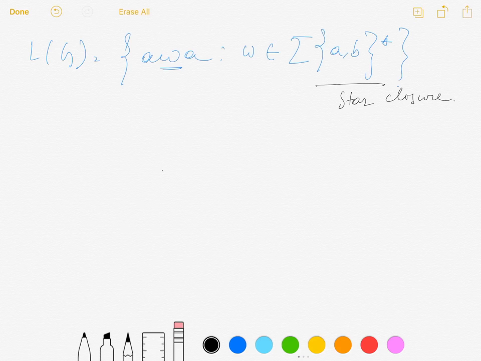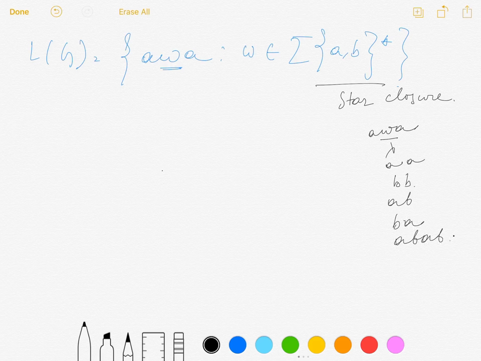Okay, so how to create this one? Let us consider step by step. I am writing this aωa over here and considering all the possible combinations of ω. Now consider the initial case that ω may be lambda. In that case my initial state is q0, and after taking two consecutive a's it will reach the final state. At q0, when it gets one a it goes to q1, and at q1 if it gets another a it goes to the final state.